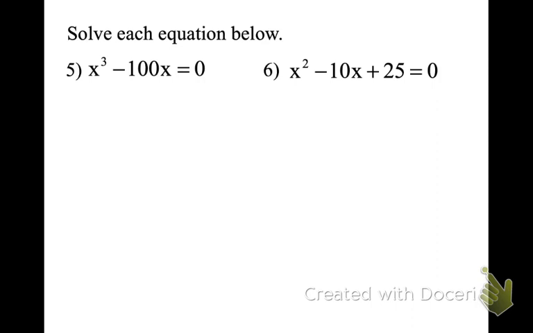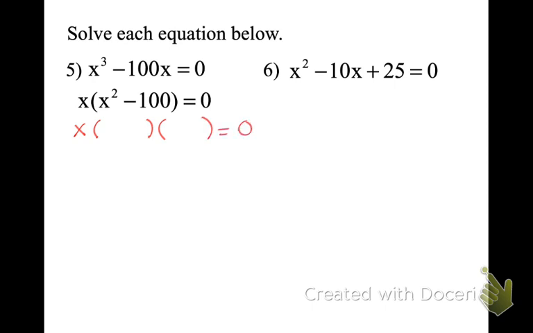So what would be my greatest common factor? That would be an x that both terms have. So I factor out an x, and I'm left with x squared minus 100. Now, this is what we call our difference of squares. So how do I factor my difference of squares?